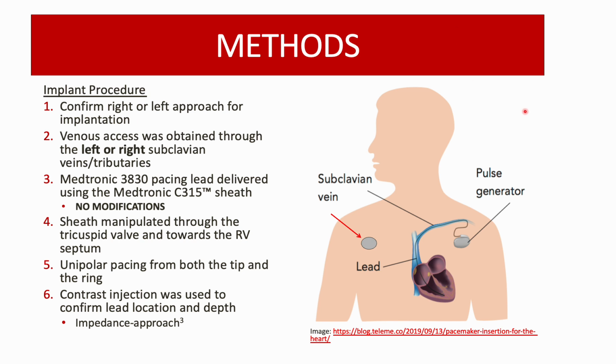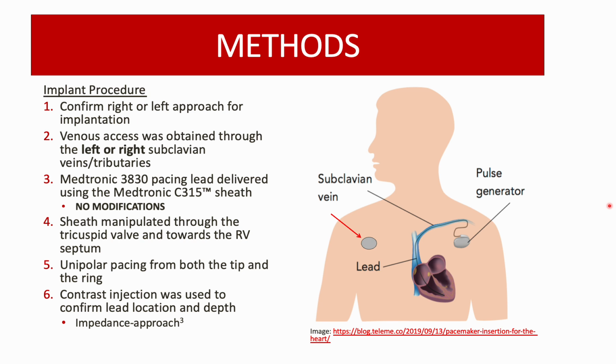Next, during the procedure, the operator would obtain venous access from the left or right side. So for example, this is from the left side, me pointing with my cursor, and now this is from the right side. With the Medtronic 3830 pacing lead in the delivery sheath, the lead would be maneuvered towards the right ventricle septum from the venous access.